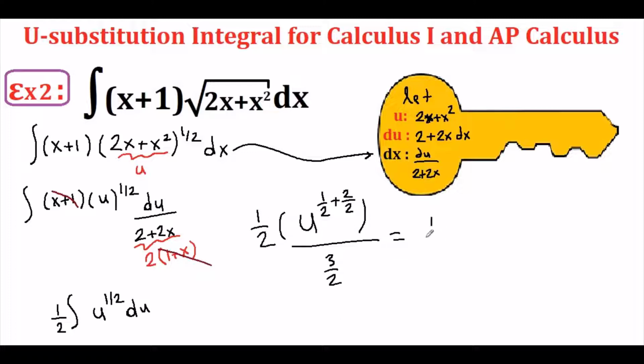We have 1/2 here. Dividing anything by 3 over 2 means multiplying by 2 over 3. And we have u to the 3 over 2. These two cancel out, so we have 1/3. Let's bring u back. Our u was 2x plus x squared, to the 3 over 2, plus c.